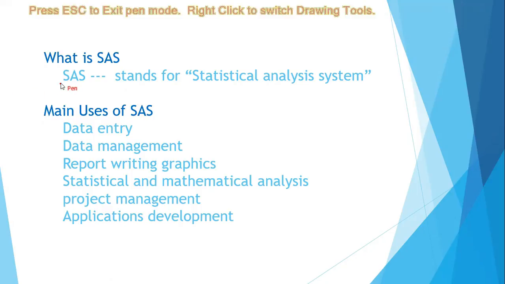So we can see what is SAS. SAS stands for Statistical Analysis System. It is a statistical analysis software which is mainly used for data analysis. The main uses of SAS are data entry, data management, report writing, and graphics. We have different statistical and mathematical procedures to do the analysis, so statistical and mathematical analysis, project management, and even application development.